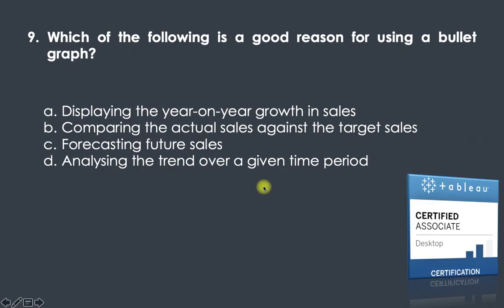Now, ninth question is, which of the following is a good reason for using a bullet graph? Normally a bullet graph is used to compare a measure against another measure or a target, basically to see the performance of that measure. So I would say option B, comparing the actual sales against the target sales. You have the target, you have the actual sales, and you see the comparison of actual versus the target using the bullet graph.